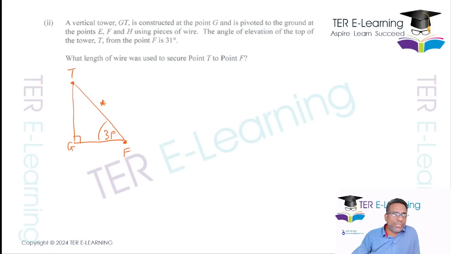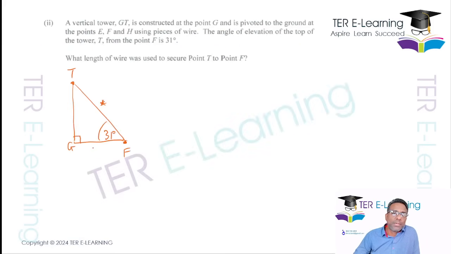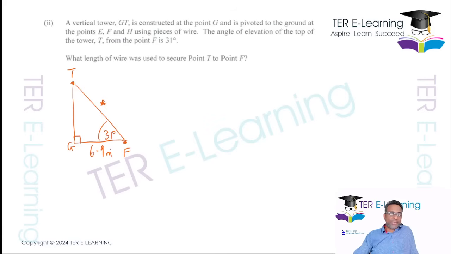Now, do we know GF? I think we know. Yeah, GF is 6.9. So this here is 6.9. I assume is meters. Is it? Yeah, meters. So this is 6.9 meters here. So in this question, you need to figure out what is your opposite, what is your adjacent before you do anything. So this here is your opposite, this here is your hypotenuse. So that's what you want to find. And therefore what you're left with here is your adjacent.